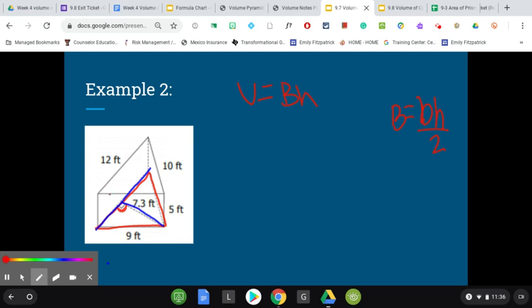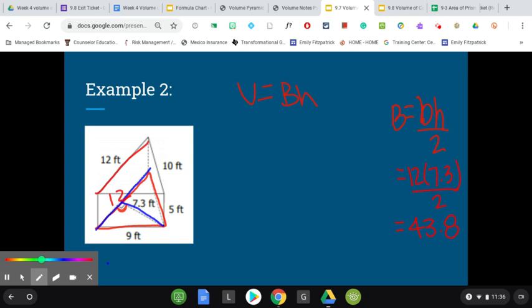So this one's 12 because this one's 12. So we would do 12 times 7.3 divided by 2. That gives us 43.8. Okay, so the area of the base is 43.8. Now we need the height of the prism. Remember, there are two different heights. Okay, this is the height of the prism.